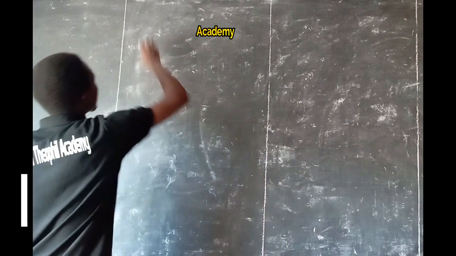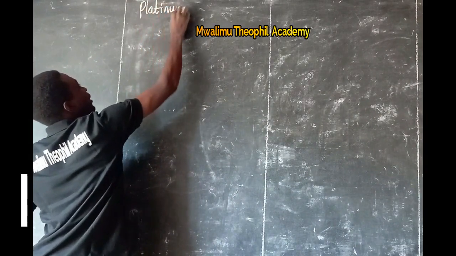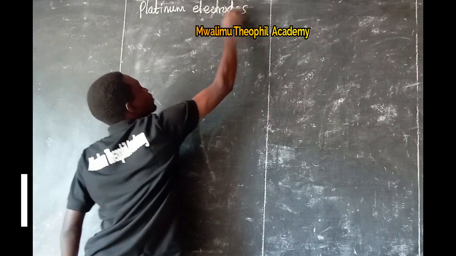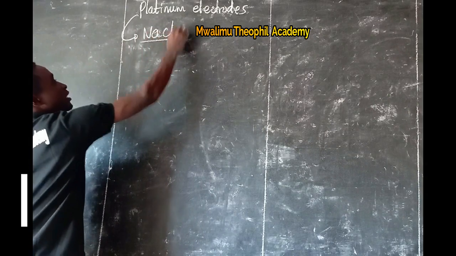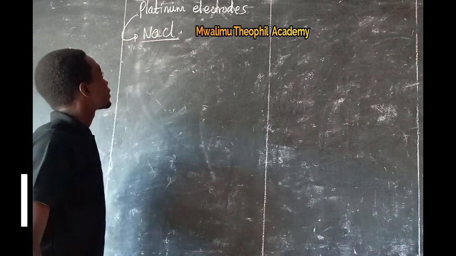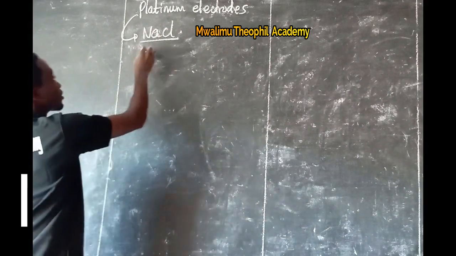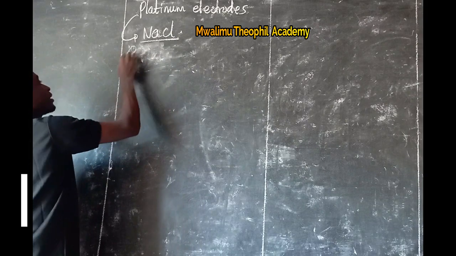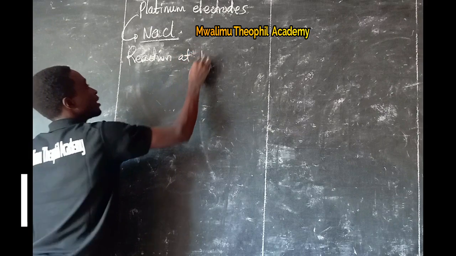Now, what if platinum electrodes are used to electrolyze the solution of sodium chloride? How will the reaction occur? Let us see the reaction at the platinum cathode.